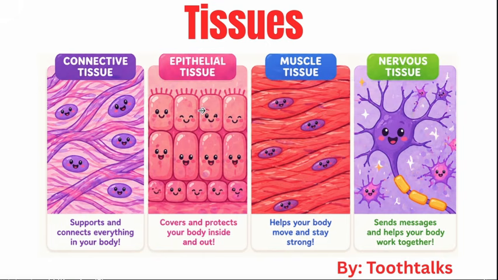This is one of the main tissues of the body. It may look like a simple one, but it has a very important role because it covers, it protects, and it secretes in many parts of the body. So we'll learn about epithelial tissue in detail today, and then later we'll cover all the other topics.